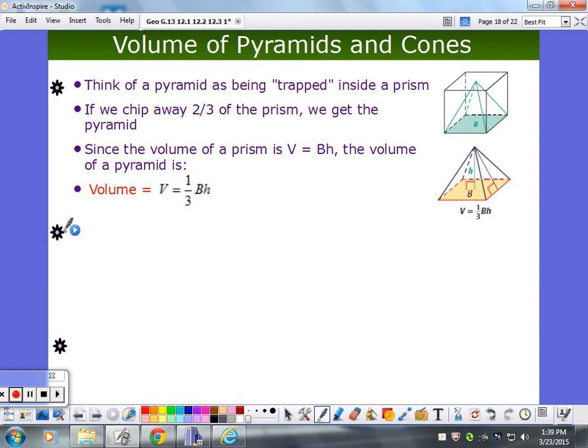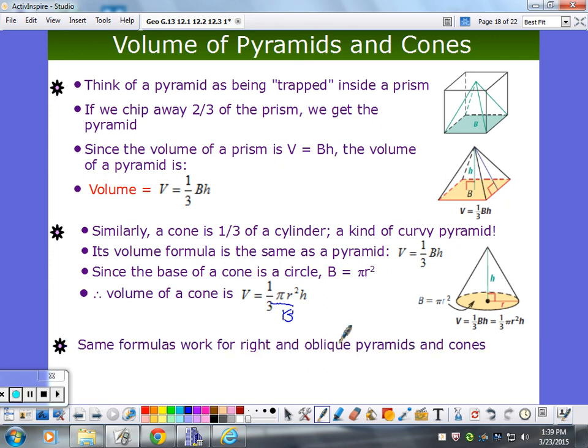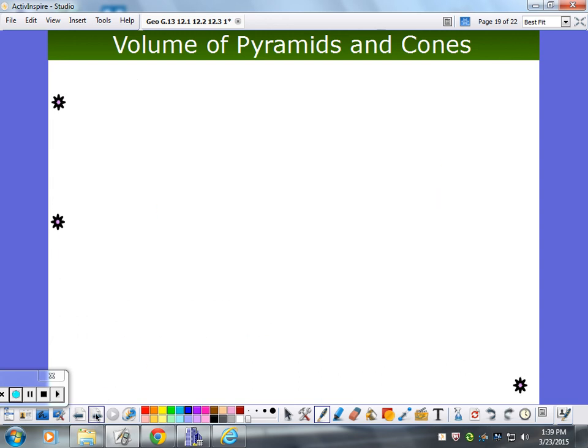1/3 uppercase B times H. Cones are 1/3 pi r squared H. It's the same formula, it's just our uppercase B is pi r squared because our base is a circle. Same thing. And it works for obliques. So if they're not perfectly right, they're tilted a little bit, use the same formula.